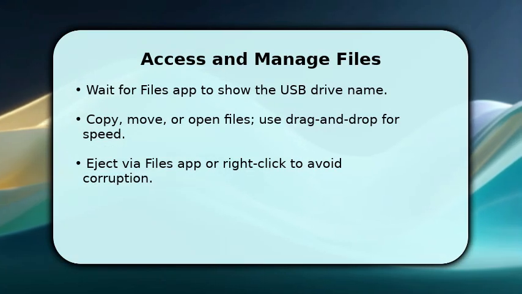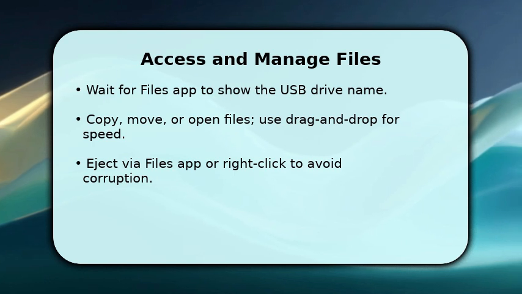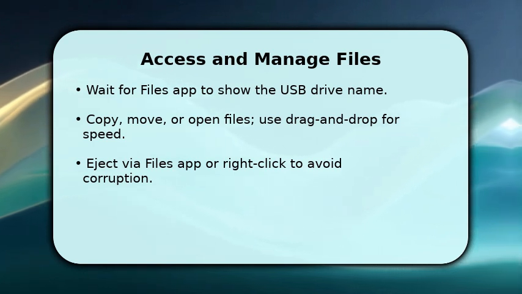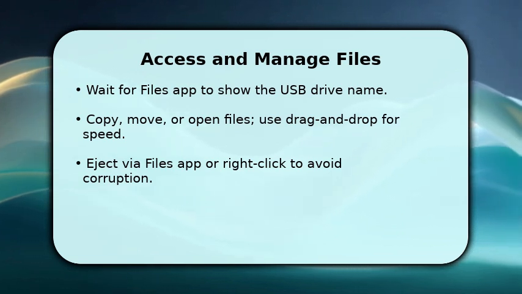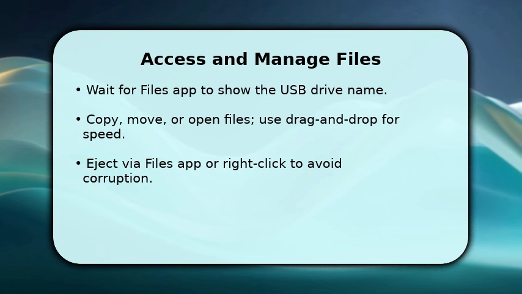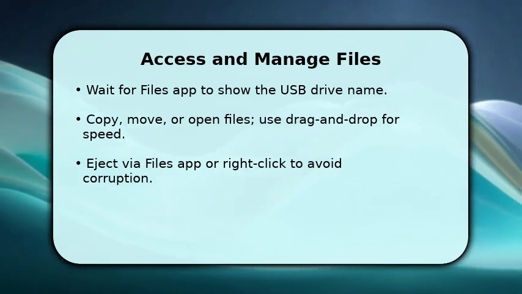You'll see the USB device appear in the left pane of Files. That's how Chrome OS exposes external storage. Once visible, you can drag and drop to copy or move files, or use two-finger menus to open items. This works because Chrome OS treats external storage as removable volumes.